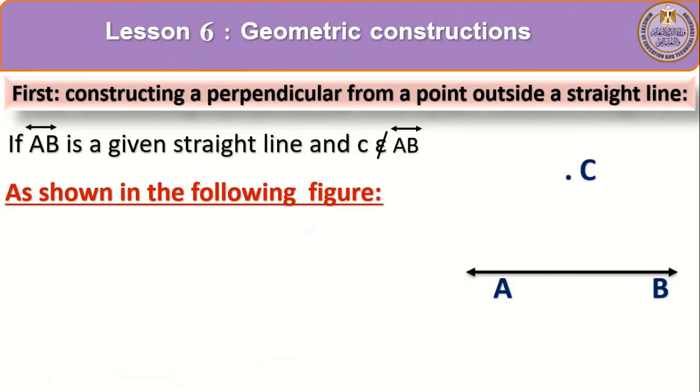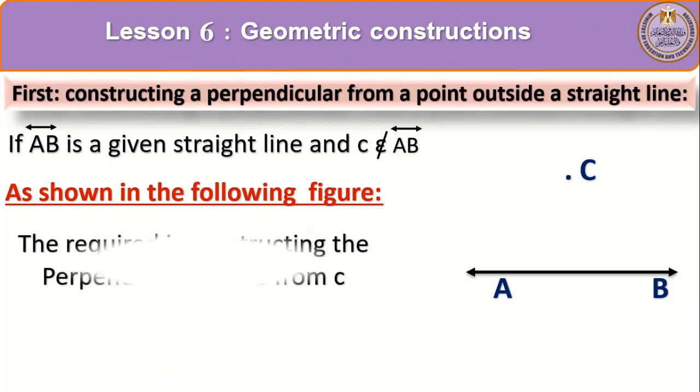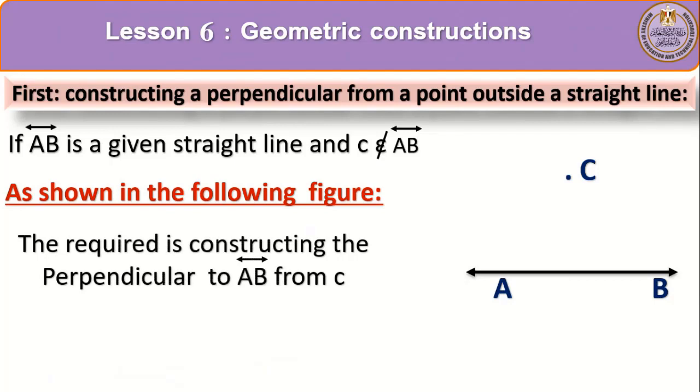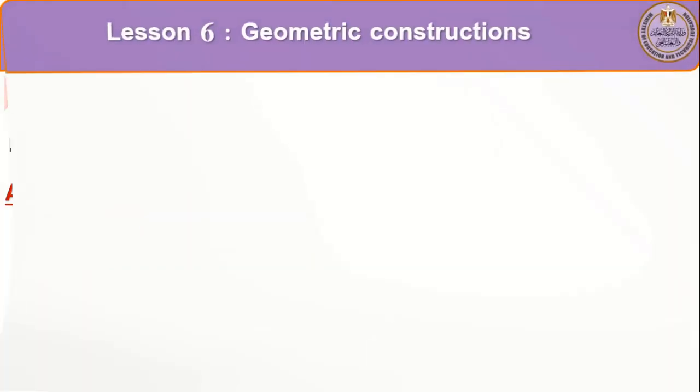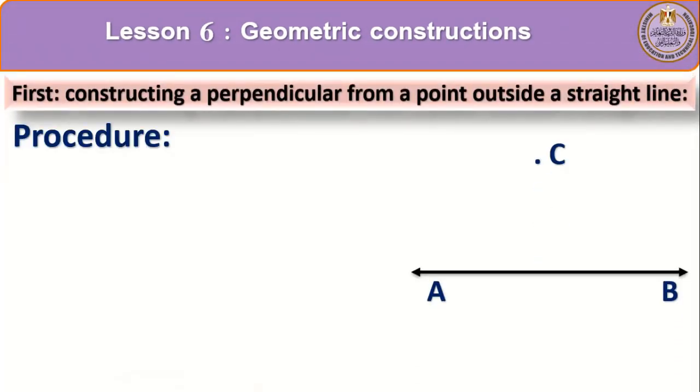Now we will learn how to draw a perpendicular from point C to AB. As shown in the following figure, the required is constructing the perpendicular to AB from C. Now we will start our procedure.